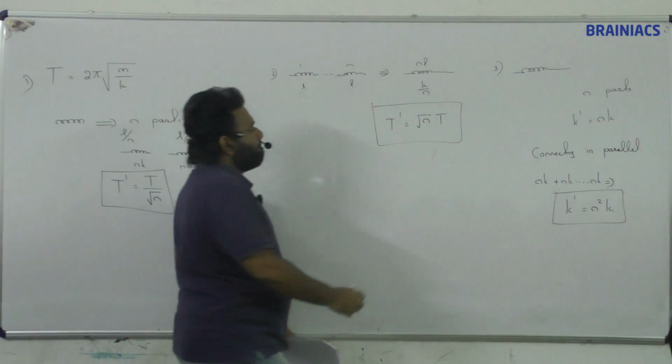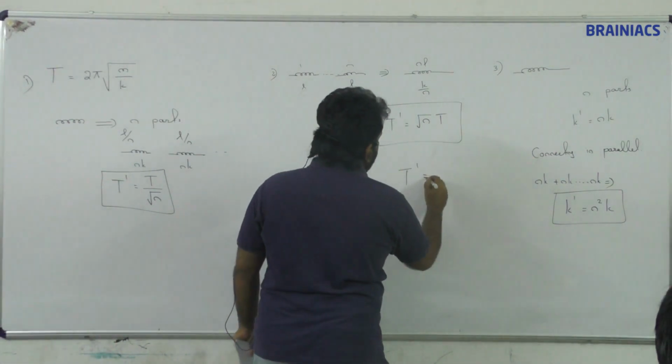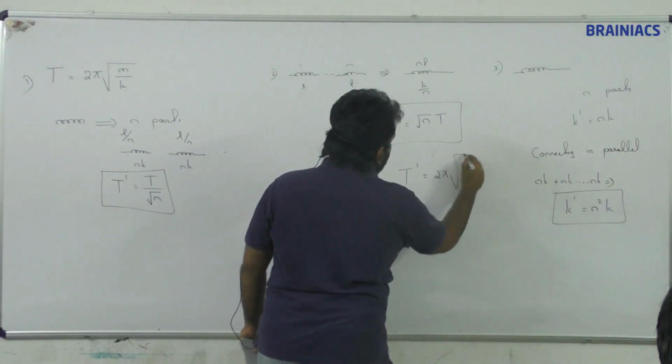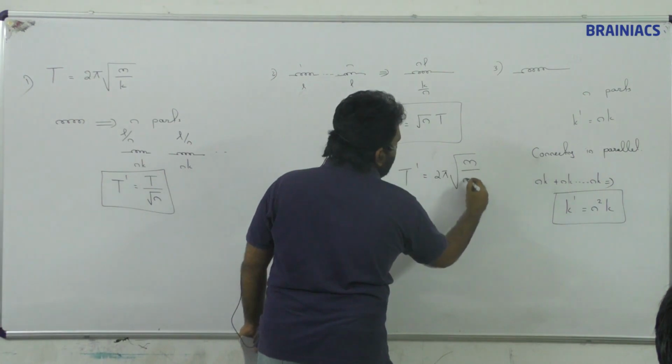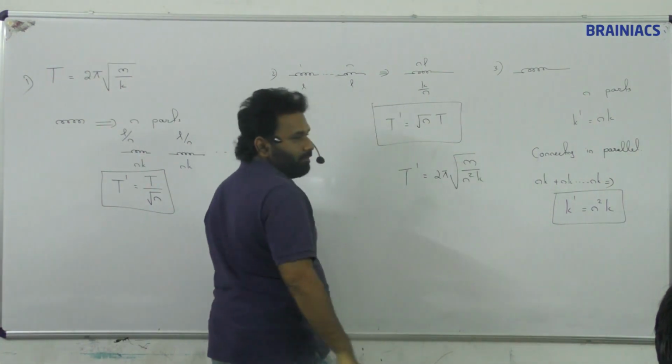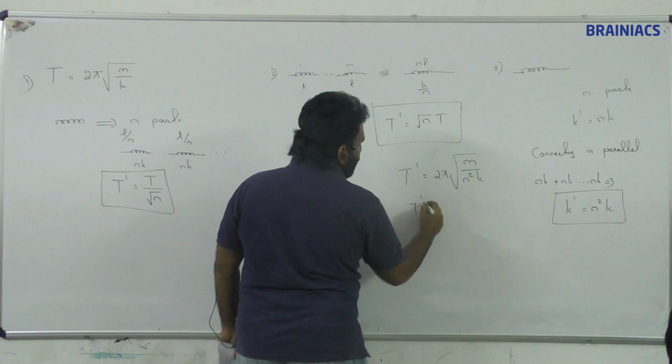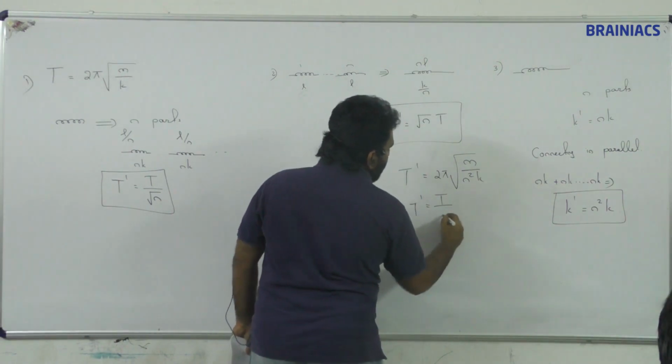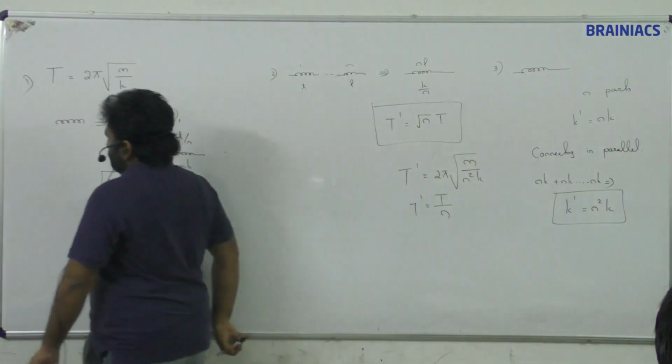T dash will become 2 pi into root of m divided by N square k, right? So this is nothing but T dash is equal to T by N.